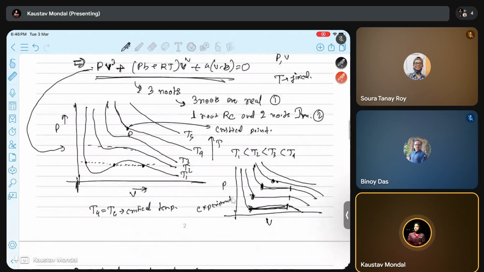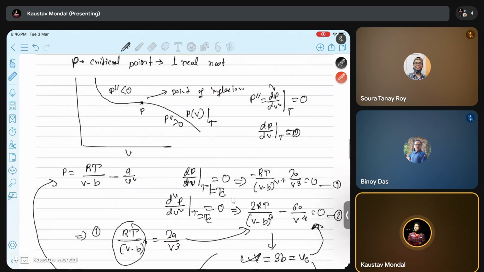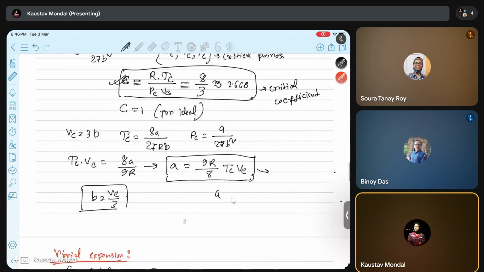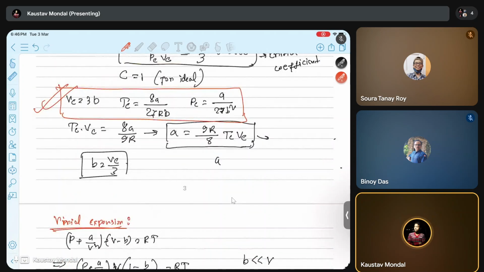So far we have discussed the expression of PC, VC, and TC, right? This is the expression of critical volume, temperature, and pressure in terms of three constants, that is A, B, C, that can be found experimentally. And we can also write it the opposite way. You can write these A, B, C in terms of PC, VC, and TC also. According to the problem, we have to readjust these things, right?